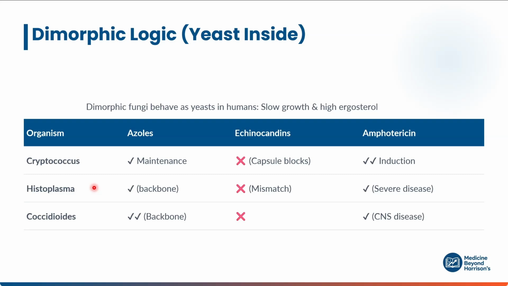Dimorphic fungi are molds in the environment and behave like yeast inside the body. Primary fungi behave as yeast in humans with slow growth and high ergosterol dependence. So azoles become the most important maintenance therapy. Echinocandins are completely useless because these fungi do not depend on the cell wall target. Amphotericin B is used for induction, severe infections, and CNS disease in all these cases.